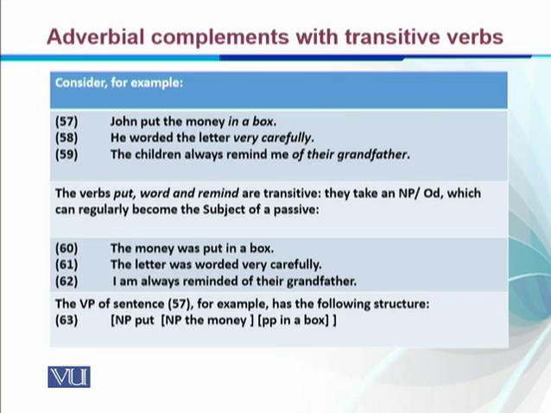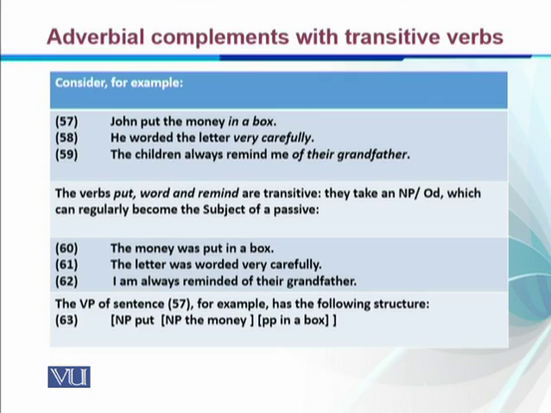So he worded the letter very carefully. The children always remind me of their grandfather. All these fall in the same category, right? So similarly, so far as 57 to 59 sentences are concerned, we say that they have a direct object, right? The money, the letter, me. They are direct object because we can put them into passive sentences. We can make the money was put in the box, the letter was worded very carefully, and I was always reminded.